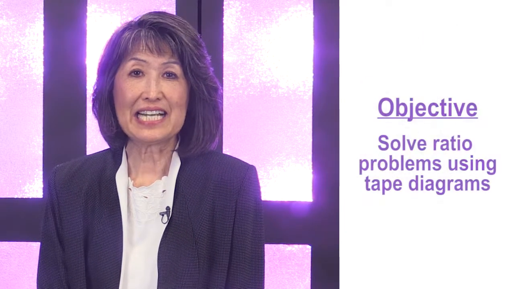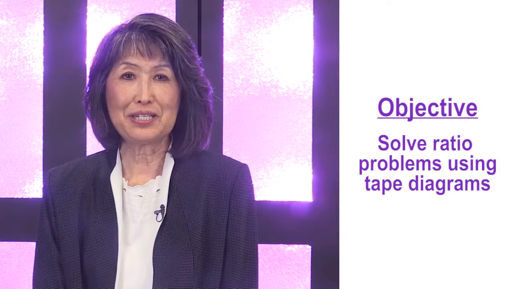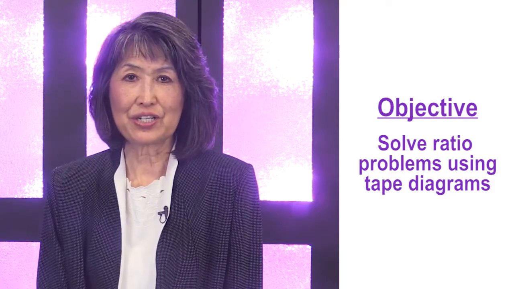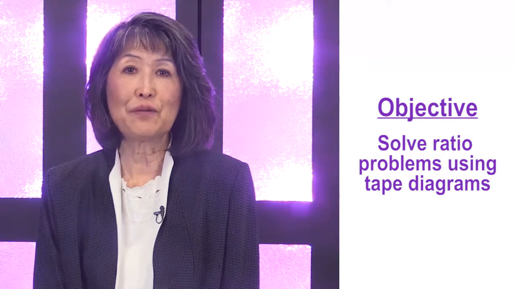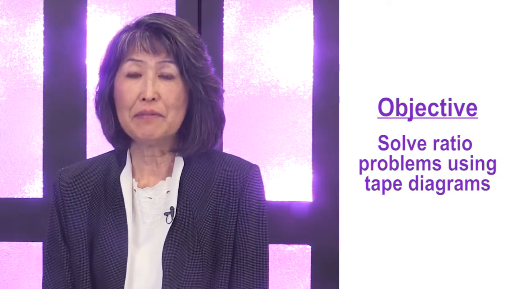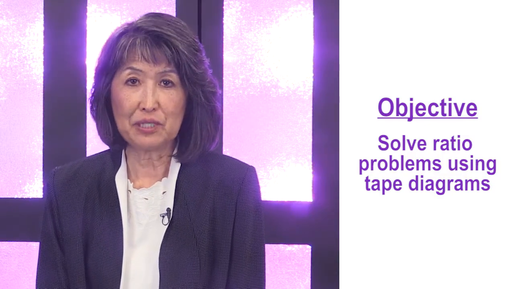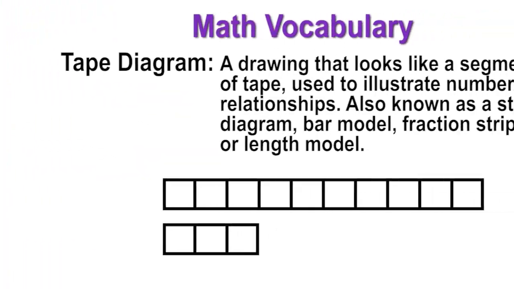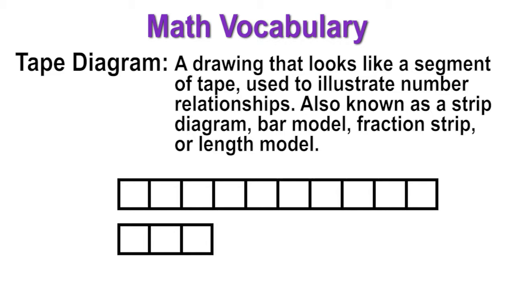The objective of this lesson is to solve ratio problems using tape diagrams. In this lesson, students discover the structure of finding the numerical value of one unit in a tape diagram in order to determine the value of multiple units and solve ratio problems. The tape diagram, sometimes referred to as a bar model drawing or a strip diagram, provides a visual way for students to see part-to-part and part-to-whole comparisons.